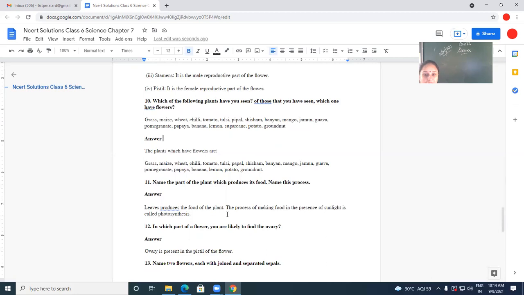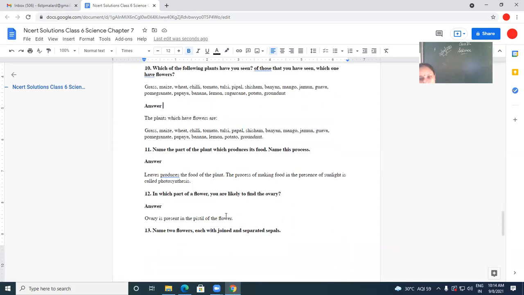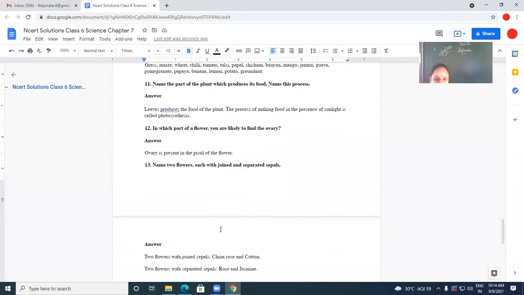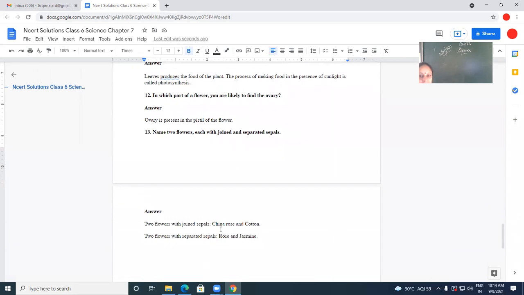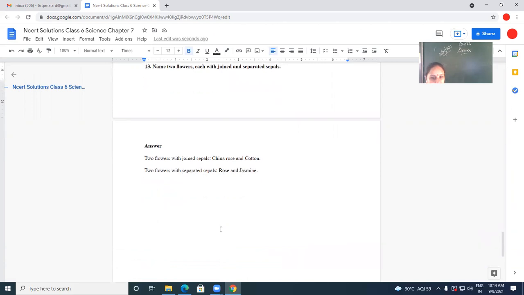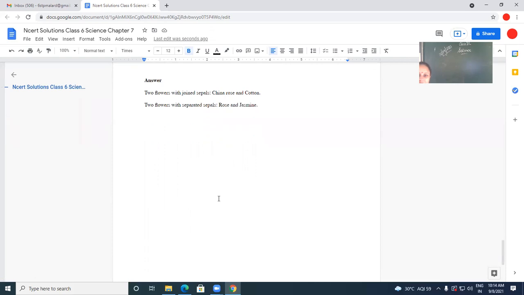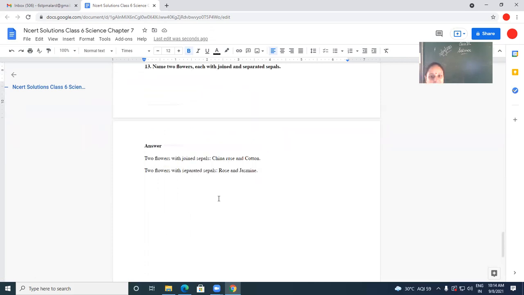11th, name of the part of the plant which produces its food. Name this process. So what is that? It is the leaves. Leaves produce the food of the plant. The process of making food in the presence of sunlight is called photosynthesis. Next is, in which part of a flower you are likely to find the ovary? It is present in the pistil of the flower. Number 13, name 2 flowers, each with joined and separated sepals. So joined sepals, we have China rose and cotton, and separated sepals, we have rose and jasmine.